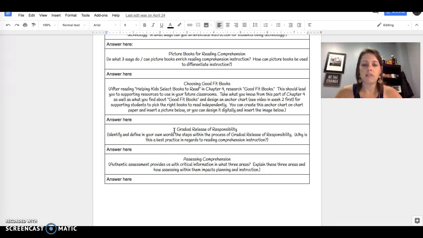I want you to identify and define that gradual release of responsibility in your own words, and explain why it is a best practice with reading comprehension. Why do we know it's proving to be a best practice when teaching students how to build their comprehension strategies and increase their capabilities with reading comprehension? There's a lot that goes into it, and it's not just reading and asking questions. There's a recommended, research-based instructional approach with this gradual release of responsibility that really does meet kids where they are and helps scaffold our instruction to get them to where they need to be.